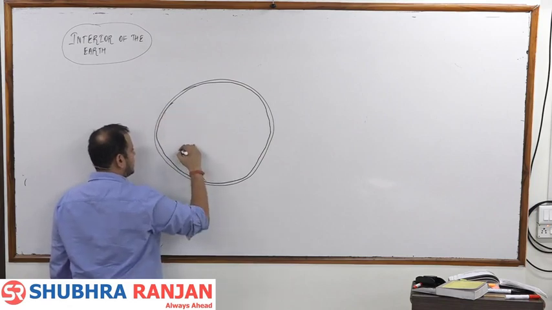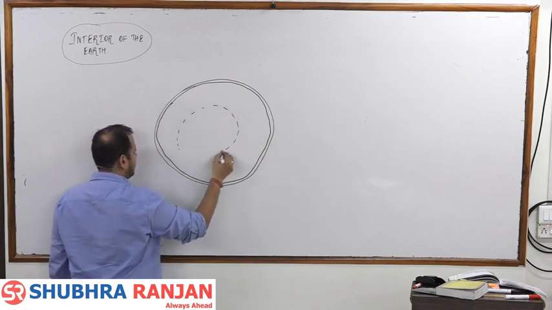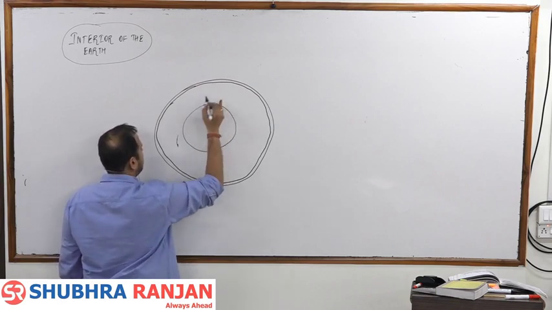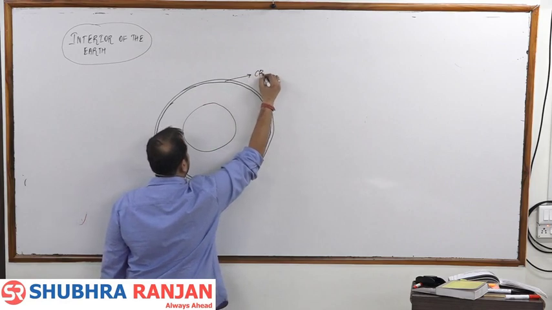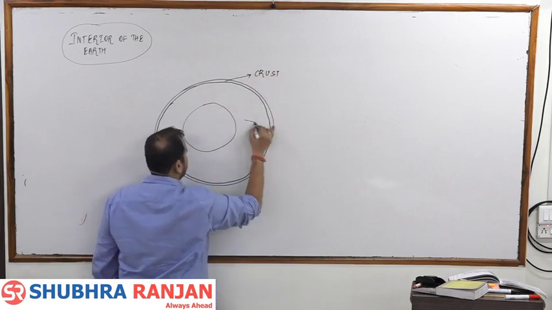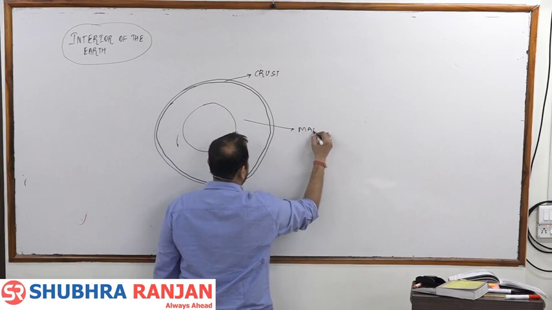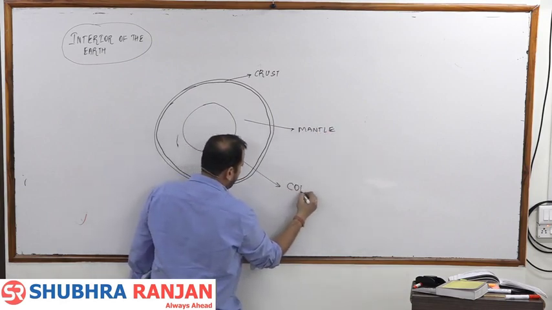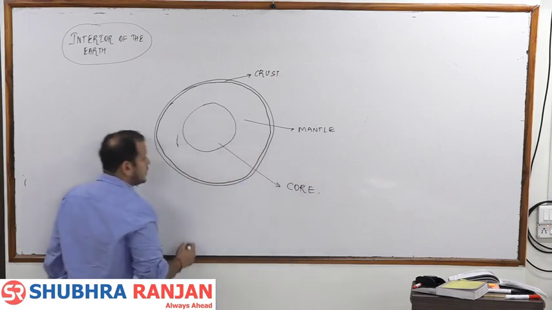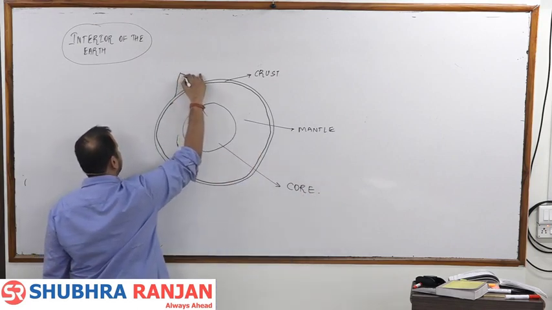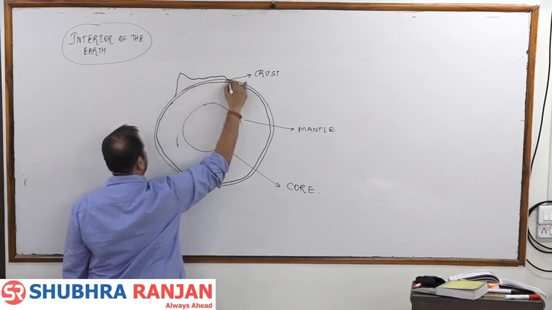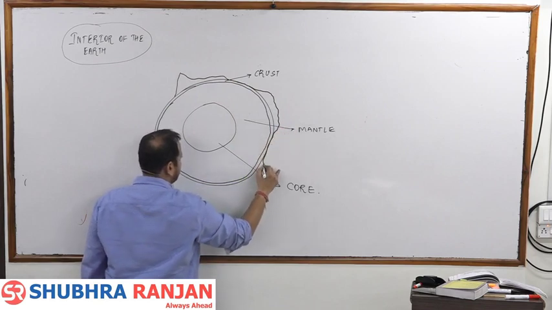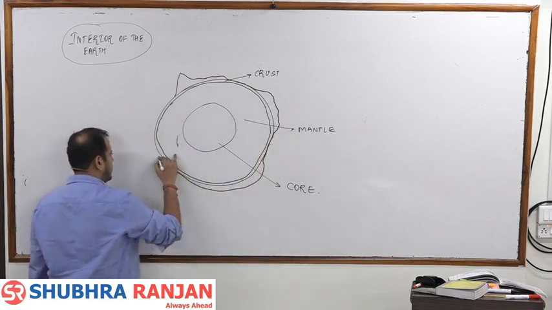So surrounding the crust is mantle. So upper part is crust. Next part is mantle. And lastly, the inside का part is known as core. The crust is further divided into continents. This is the continental crust and the oceans. Continental crust and the oceanic crust.